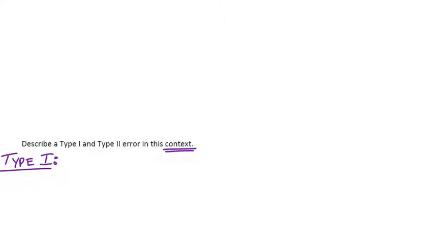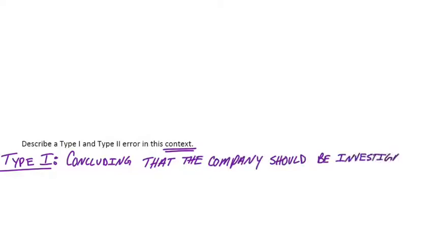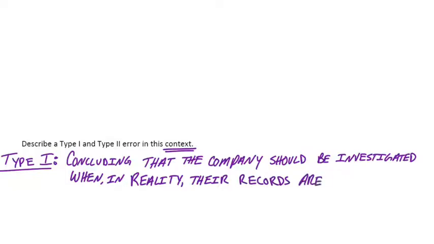So a type 1 error, I know that means you rejected when you shouldn't have, right? So in other words, a type 1 error would be concluding that the company should be investigated. And apparently, you were wrong. You did that by mistake. So concluding that the company should be investigated, when in reality, they're actually not doing anything wrong, right? When in reality, their records aren't fraudulent. So that's one error we could make in our conclusions.